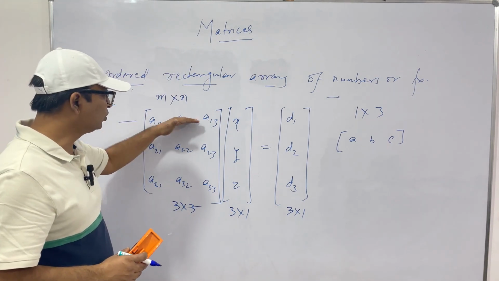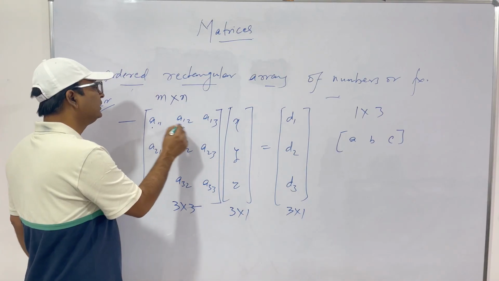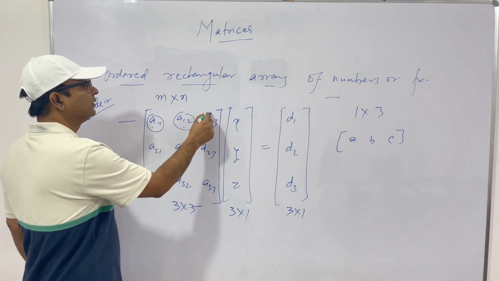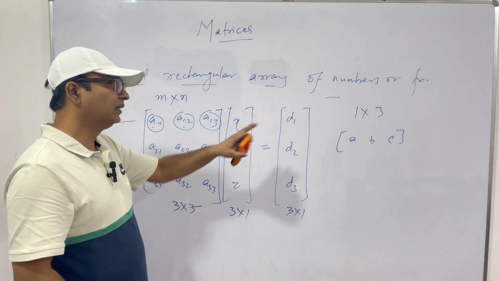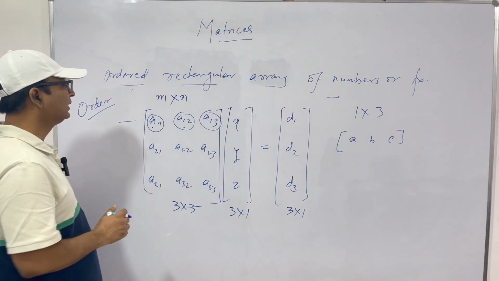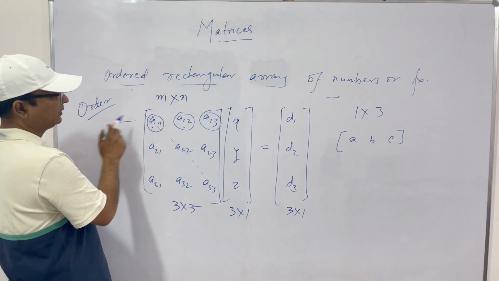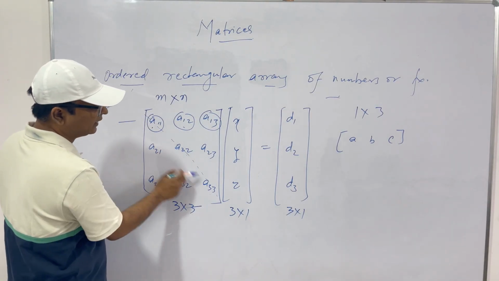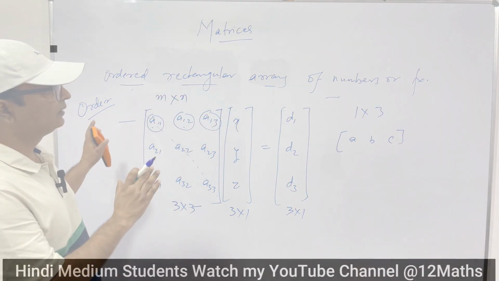This is called row. This is called column, and the individual entities that you see are called elements of the matrix. Clear? These all are elements. Every entity inside the matrix is an element of the matrix. Now this is called the diagonal of the matrix: a11, a22, a33. This is the diagonal of the matrix. What is the use? We will be seeing later on.